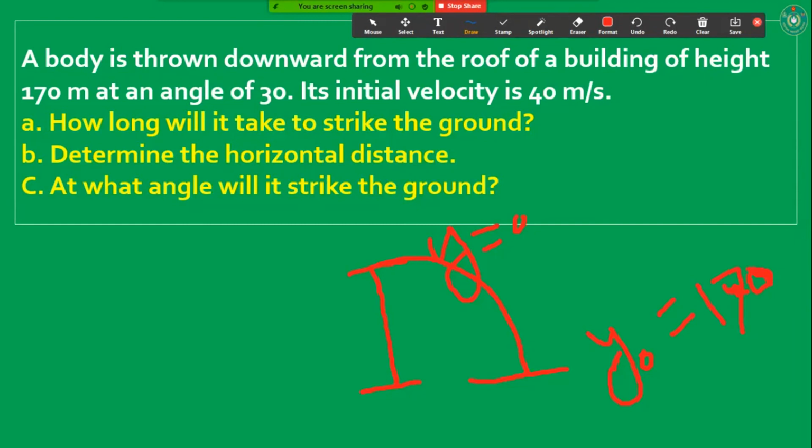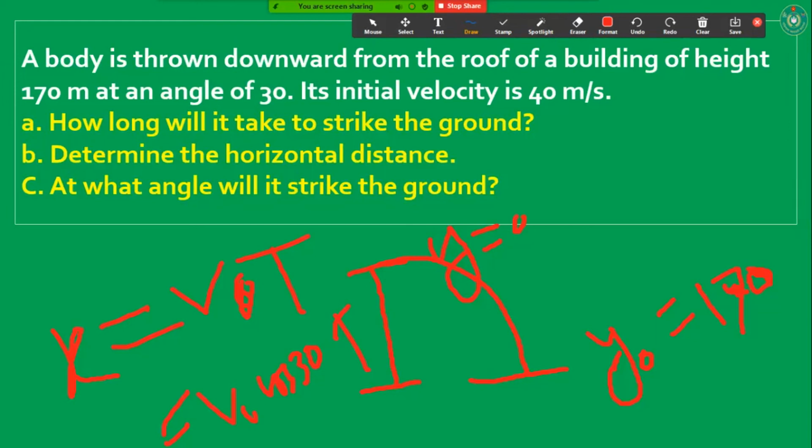Part B, determine the horizontal range. It is very easy, because you know x is equal to v naught t. Here you will get v naught cos 30, because this body is thrown at an angle of 30, and that is capital T. From this equation you will very easily get the horizontal range for the projectile.